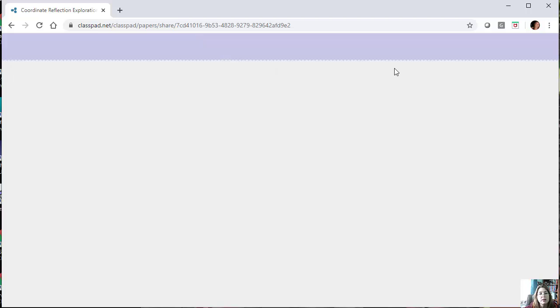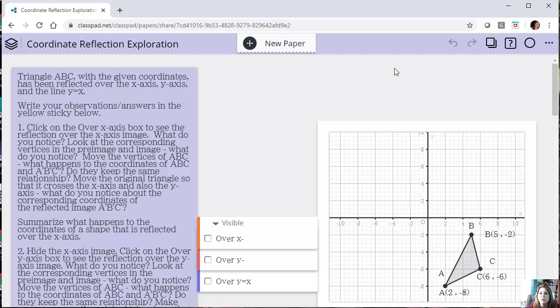So this activity is about reflections in the coordinate plane, really focusing on what happens to the coordinate points as you reflect over the x-axis, the y-axis, and the line y equals x. Hopefully as students explore this, they are going to come up with the patterns and the process and the rules themselves. That's the point of this.